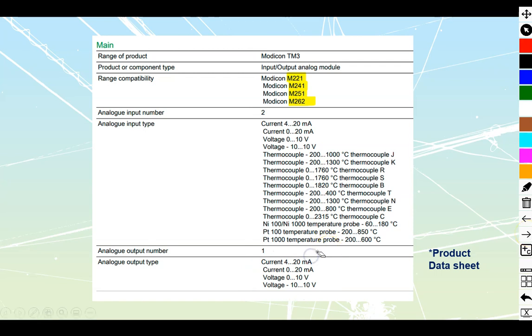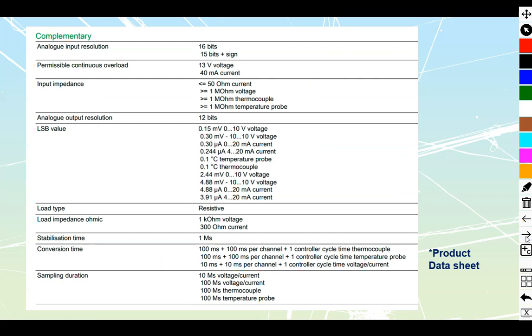Because we've got so many options off of this, we've also got a lot more complementary data that we need to take a look through. Taking a look at my input resolution, let's start with that one over there. We see that our input resolution is going to be 16 bits. We can compare that with our output, which is going to be 12 bits.